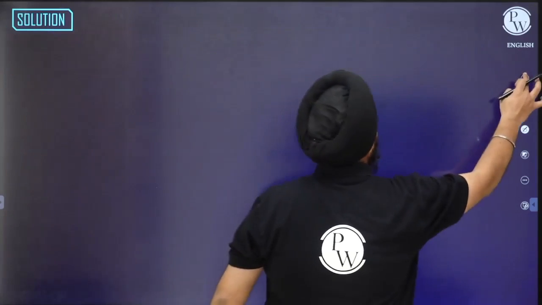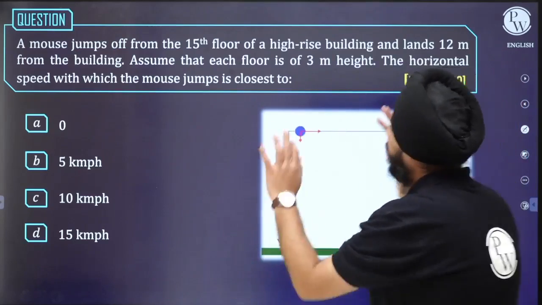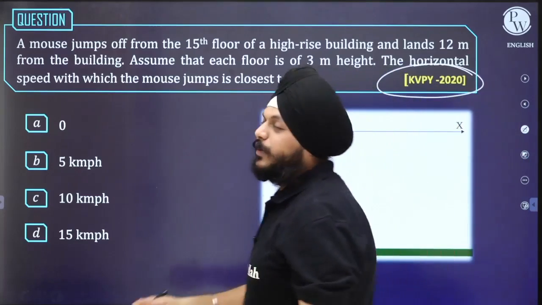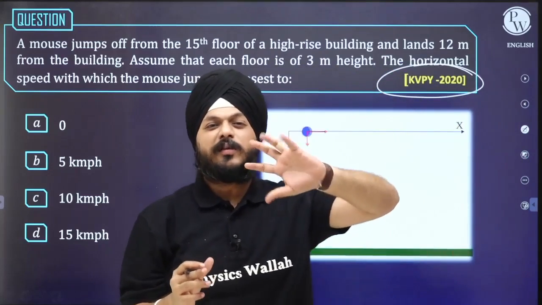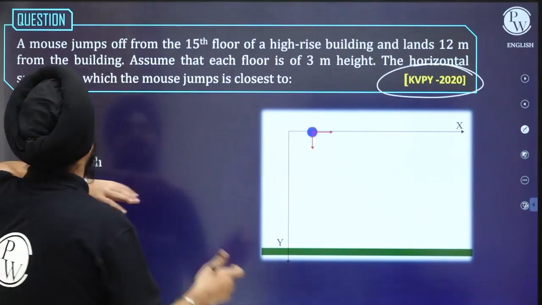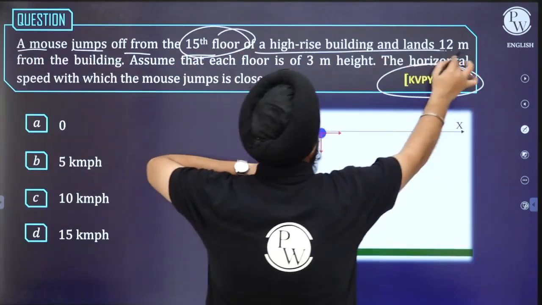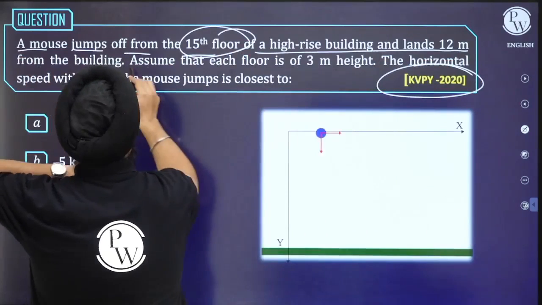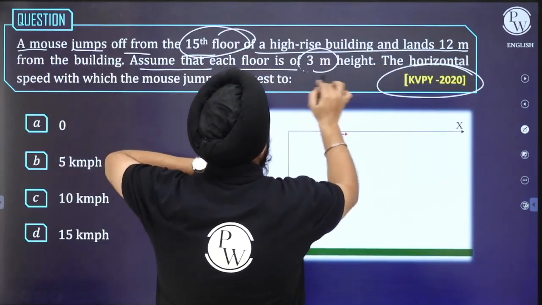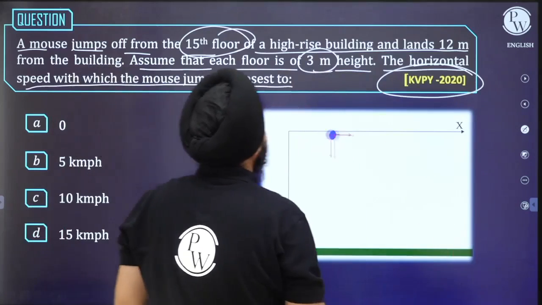Moving forward to the next question. This is a very easy question. It has been asked in KVPY 2020. The case of horizontal projectile motion, and this is very, very easy. Let's see. A mouse jumps off from the 15th floor of a high-rise building and lands 12 meters from the building. Assume that each floor is of 3 meter height. The horizontal speed with which the mouse jumps is closest to.